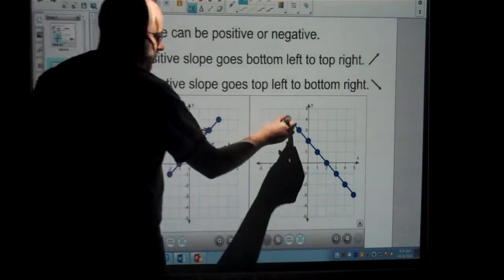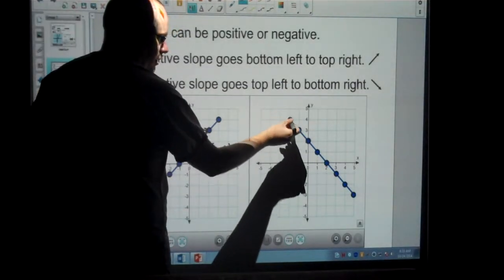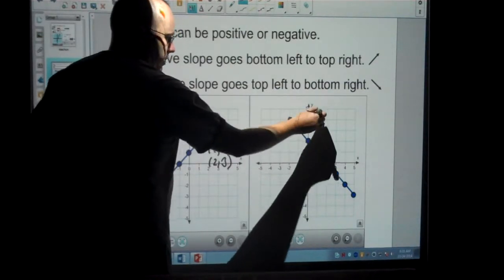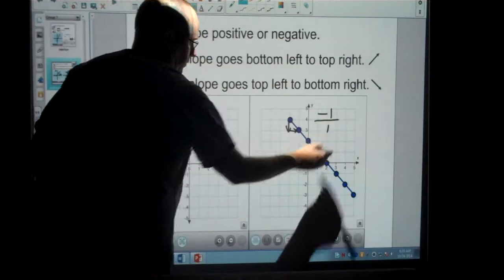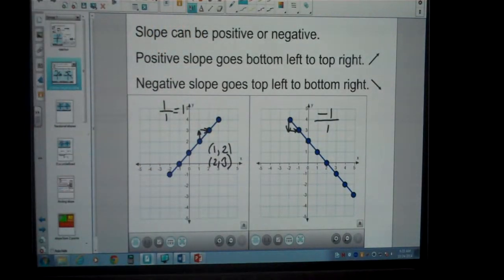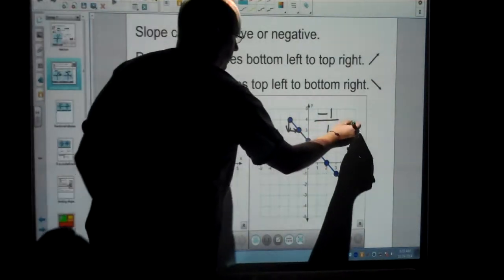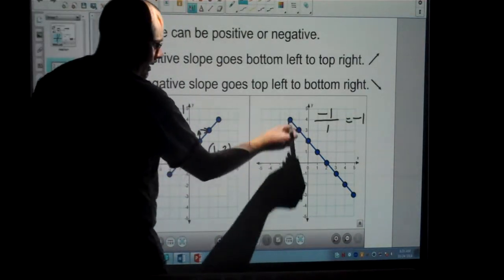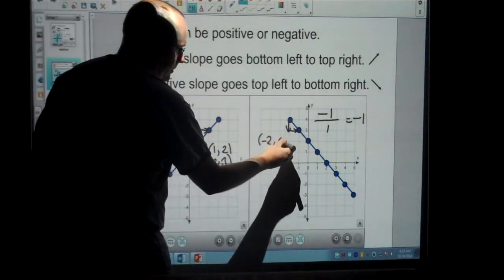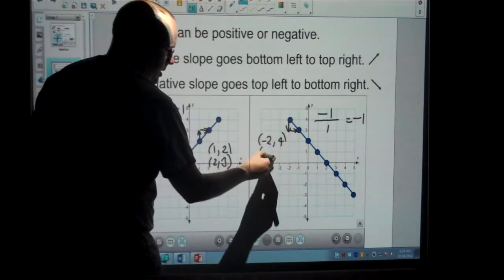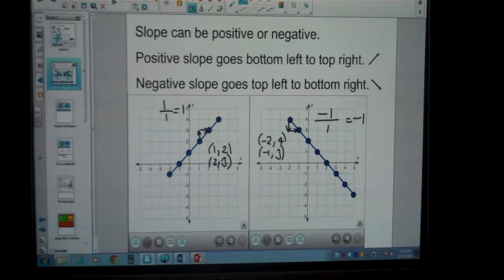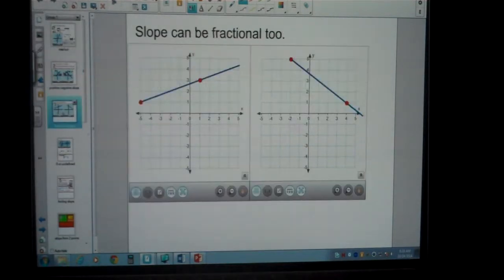If I was to do it for this one, now this time I'm not going to rise because that takes me away from the line. I would want to go down 1 across 1. To show that I went down 1, I put -1 for my rise, and a -1 over 1 is -1. Or I could do the same thing. I could take these 2 points, -2, 4, and -1, 3. And I could apply that formula that we saw on the previous page.